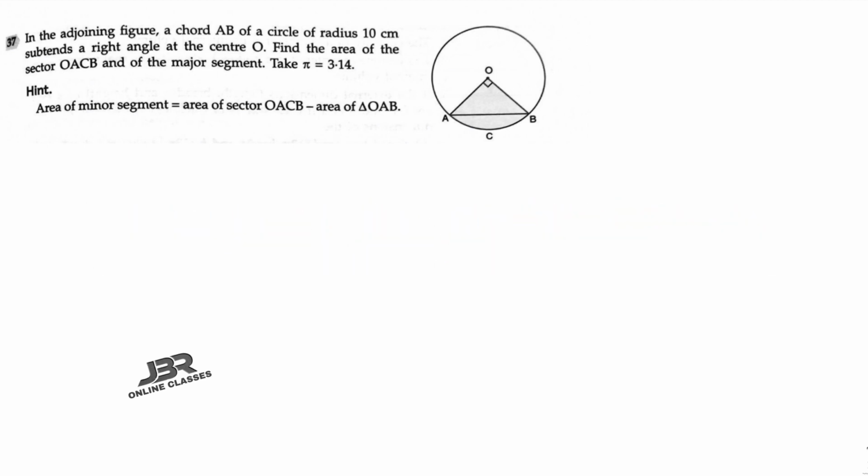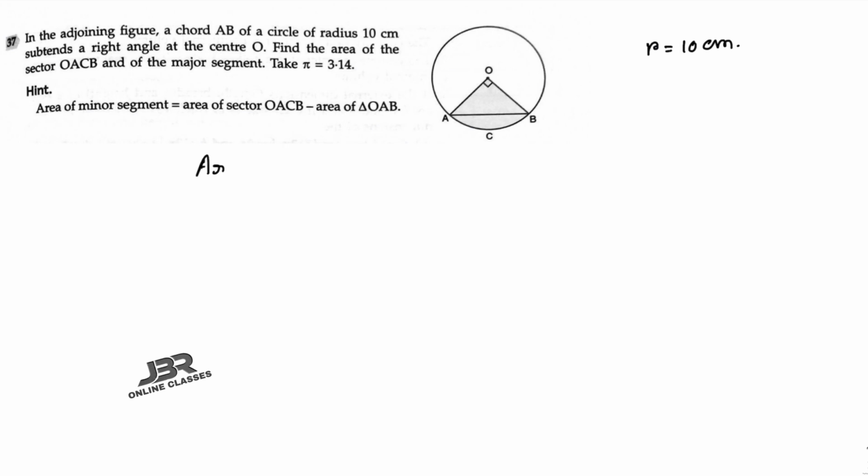So here in sum number 37, in the adjoining figure, a chord AB of a circle of radius 10 centimeter subtends a right angle at the center O. Find the area of the sector OACB and of the minor segment. Take pi equal to 3.14. As the radius of the circle equals 10 centimeter, the angle at the center subtended by the chord is 90 degree.